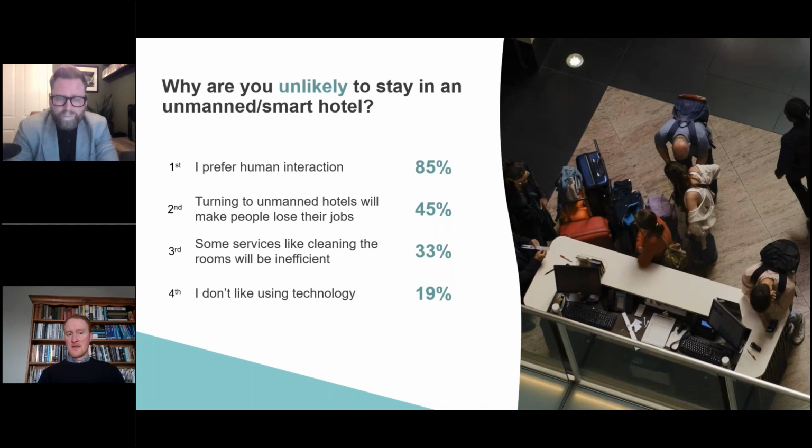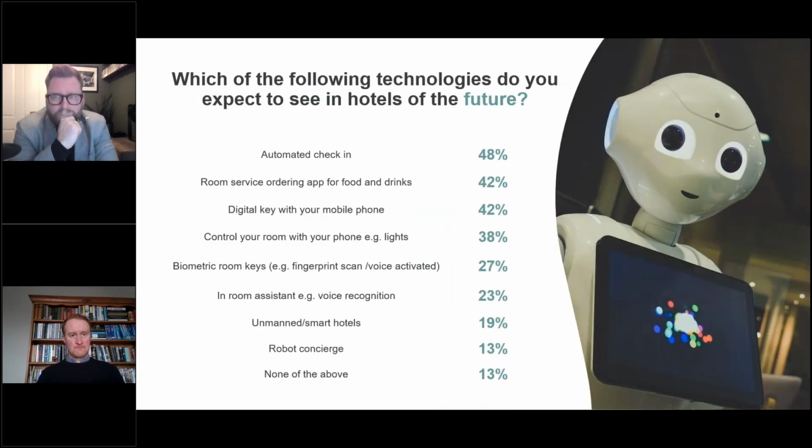Number two is the concern that perhaps people will lose jobs. Number three is about cleaning and how efficient that's going to be. But actually, number four, I don't like using technology, is quite low. So it's not that people don't like using the tech, but they do desire some level of human interaction. So I think, as I mentioned earlier, it's that balance.